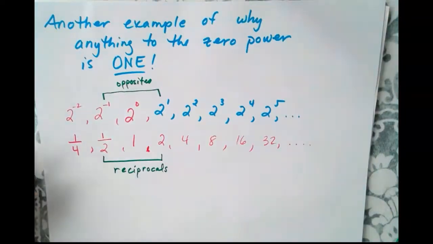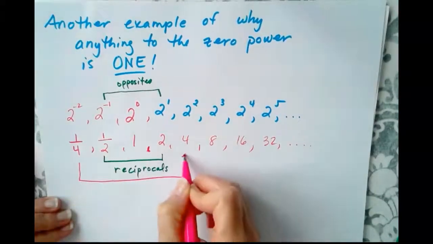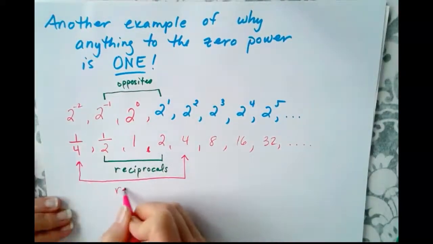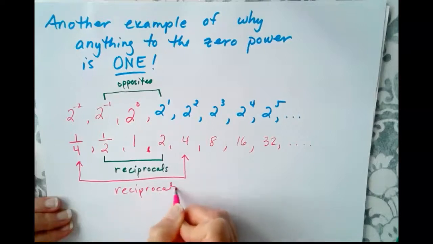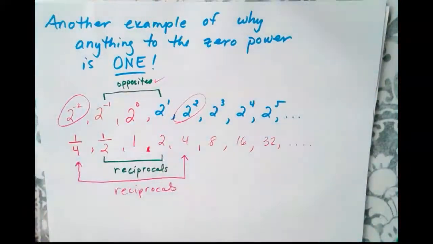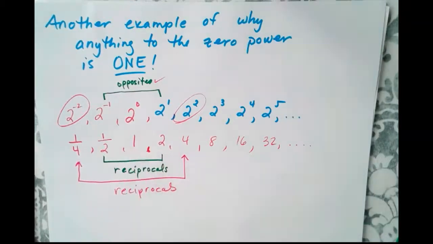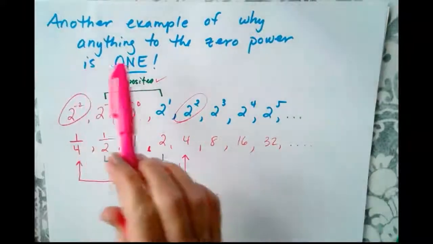Same thing again if we look at 1/4 and 4. Again, reciprocals, but yet 2 to the negative 2 and 2 to the positive 2 have exponents that are opposites. So this is just another reminder of why anything to the 0 power is 1. It's going to fall as 1 in every expansion of powers. Powers of 3, powers of 5, powers of 10, whatever. So anything to the 0 power is 1.